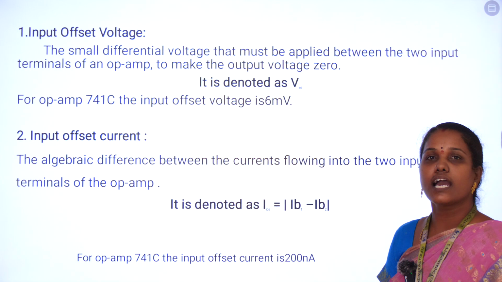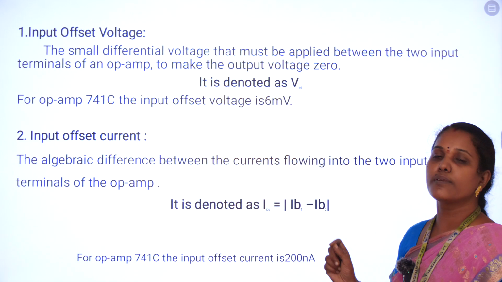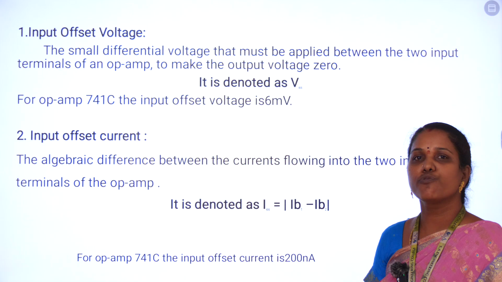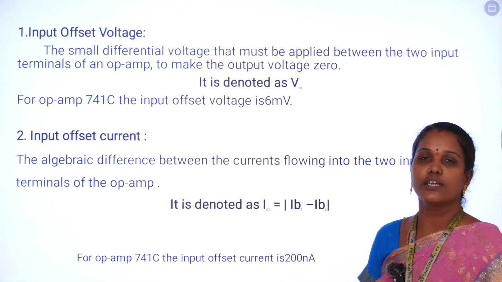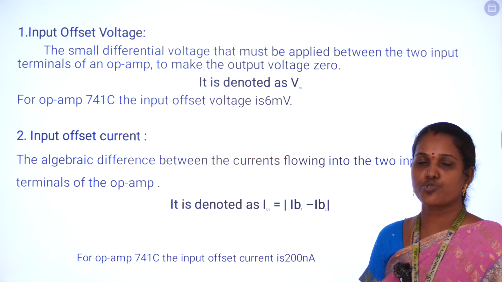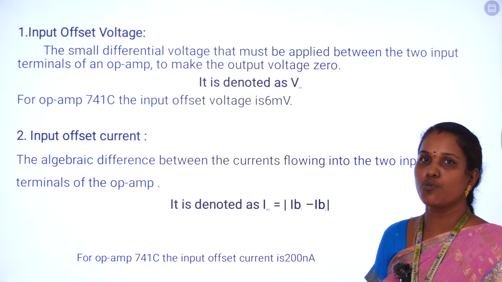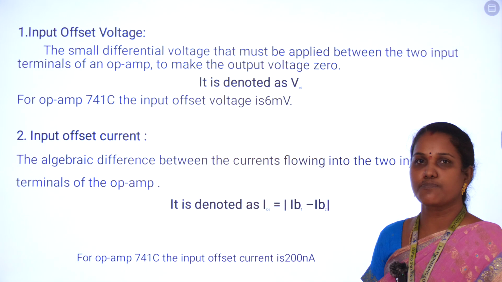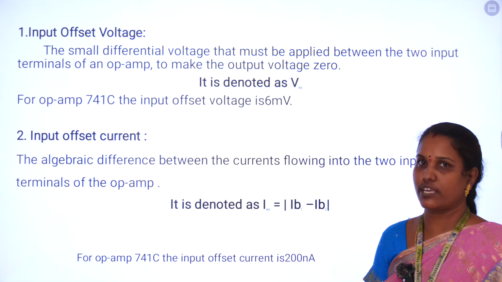In general, for IC741 the input offset voltage is 6 millivolts. So you can remember these things when we solve GATE question papers. Sometimes they will not give the input offset voltage, bias current and input offset current. So you can assume that the value of the input offset voltage is 6 millivolts. So you require 6 millivolts to make your output zero when the input difference is zero.